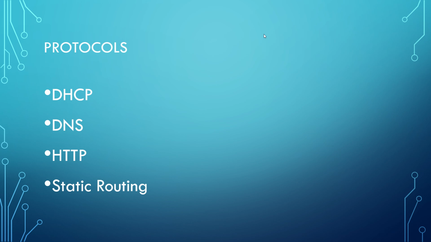Talking about the protocols, we are going to use DHCP to assign IP addresses to guest and staff devices automatically. We are also going to use DNS and HTTP to access the hotel web portal. For this network, we are planning to use static routing as it simplifies the routing and has less maintenance cost compared to dynamic routing.